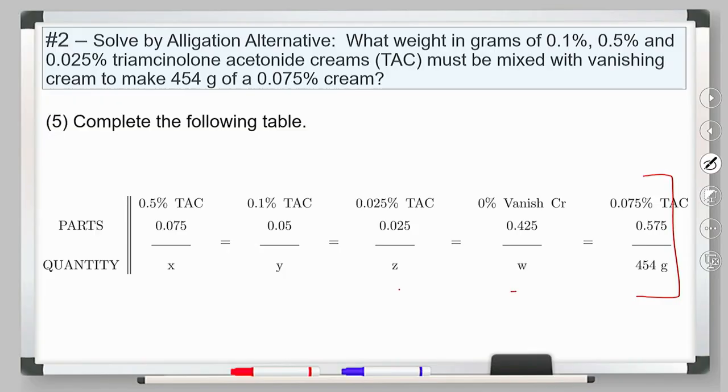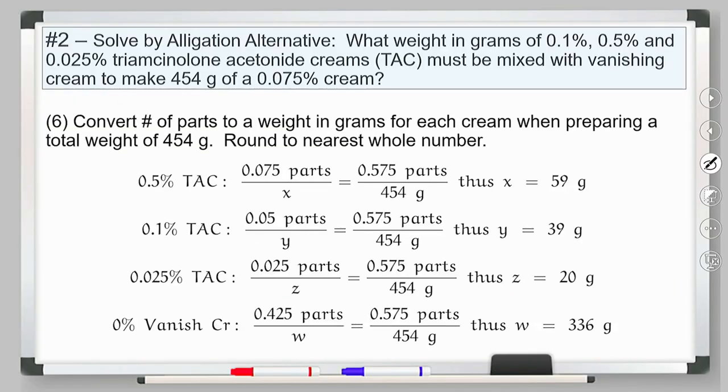That ratio is equal to every other single ingredient parts over Q. And I know the parts, I just don't know the Q. So that means I have 4 of the same formulas to solve. So again, this is what I know is consistent: my parts for my final, 0.575 over the 454. I'll set that equal to whatever parts I need for that ingredient over the quantity of whatever that X quantity is, solve for it, and I come up with individual weights, which, if I were to add all those weights together, should total what? 454. And when I mix all of those weights of those individual concentrations together, that would give me a 0.075% cream. Okay? So, there's how you can do alligations with more than 2 ingredients.